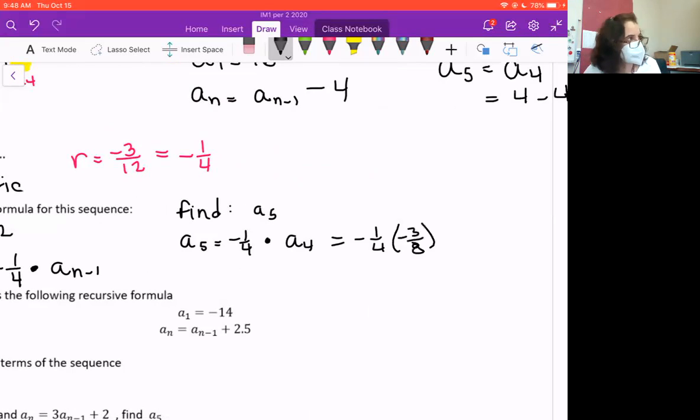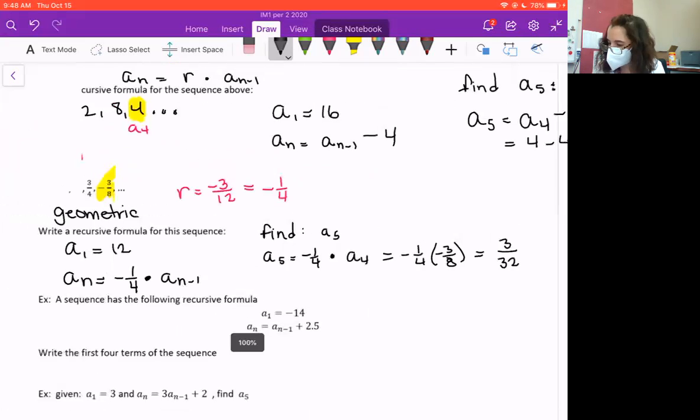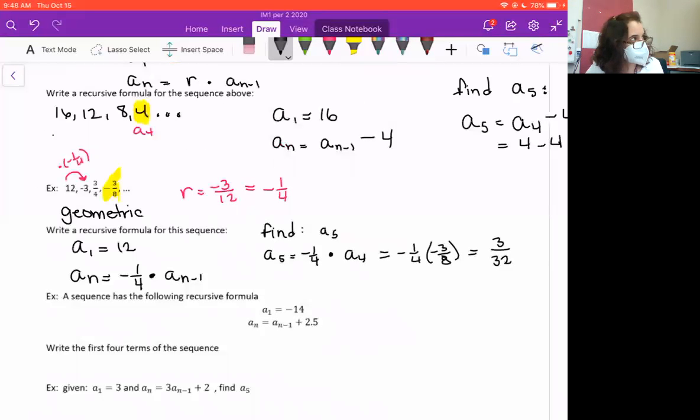And remember that when you multiply fractions, you can go straight across. So this is going to be positive 3 over 32. 4 times 8 is 32. So positive 3 over 32 is my fifth term, because I take my fourth term, the negative 3/8, and I multiply by negative 1/4. Okay.